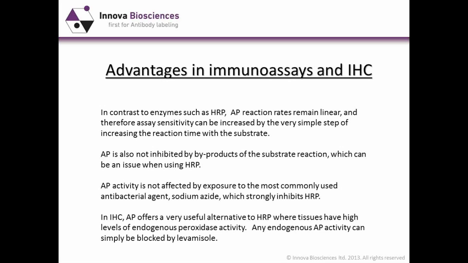In immunohistochemistry, alkaline phosphatase offers a very useful alternative to HRP, especially where levels of endogenous peroxidase can be high in some tissues. As I've already mentioned, endogenous alkaline phosphatase activity can simply be blocked by the inclusion of levamisole in the buffers.